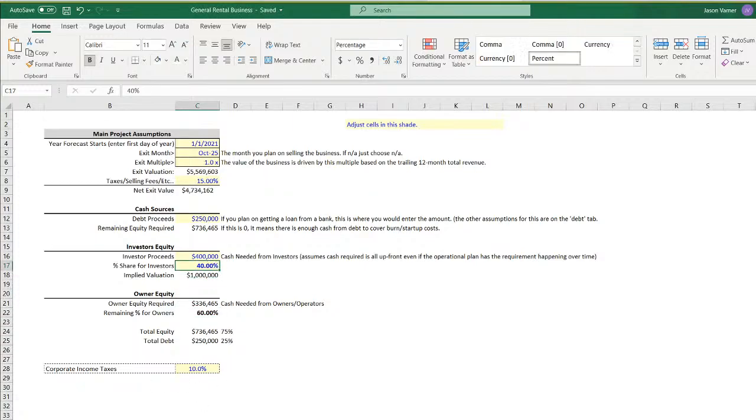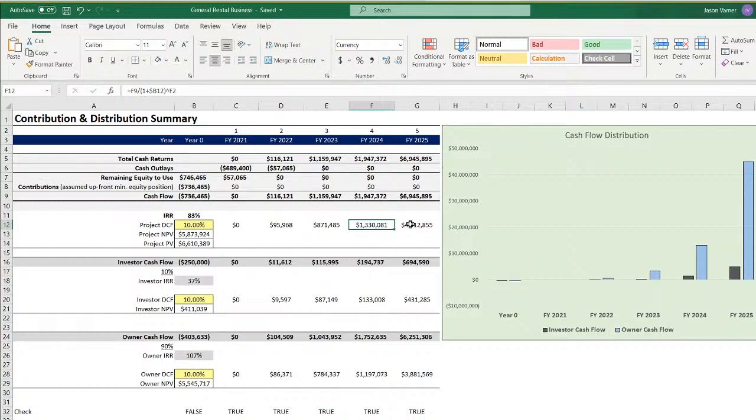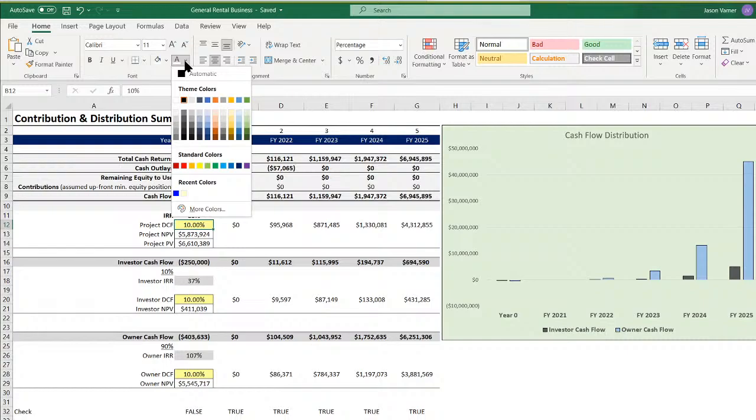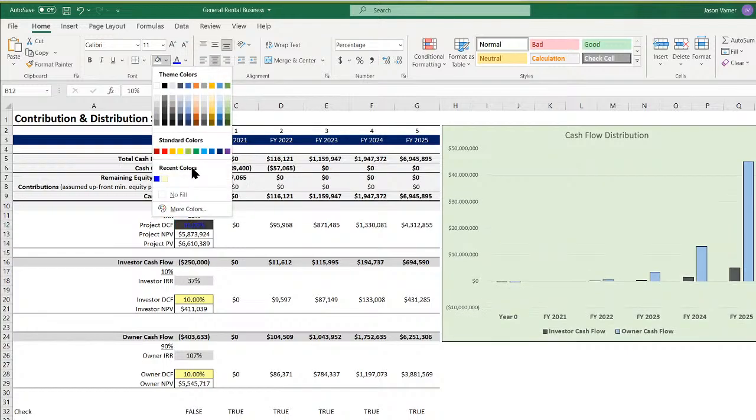So right now it's 60-40. So that logic to make that work right and make it clean, this took a while to figure out, but now it's really good. I use it on all the models. It's great. Okay, so project level internal rate of return is this. Discounted cash flow here based on 10%. You could obviously, let's make this a better color.